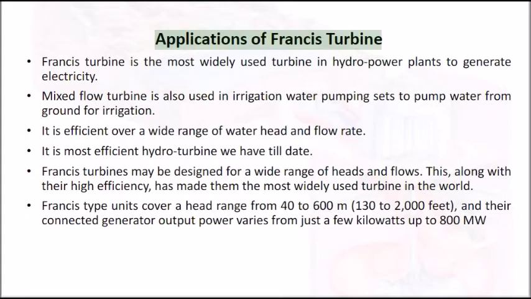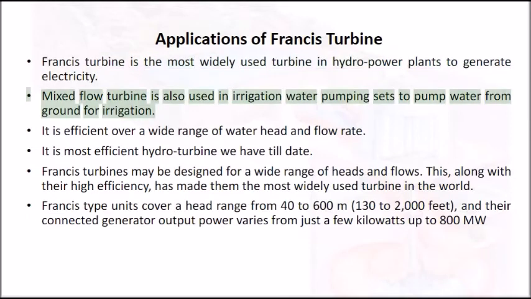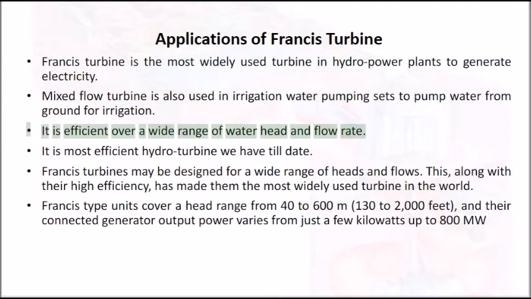Applications of Francis turbine. The Francis turbine is the most widely used turbine in hydropower plants to generate electricity. Mixed flow turbines are also used in irrigation water pumping sets to pump water from the ground for irrigation. It is efficient over a wide range of water head and flow rate. It is the most efficient hydro turbine we have to date.